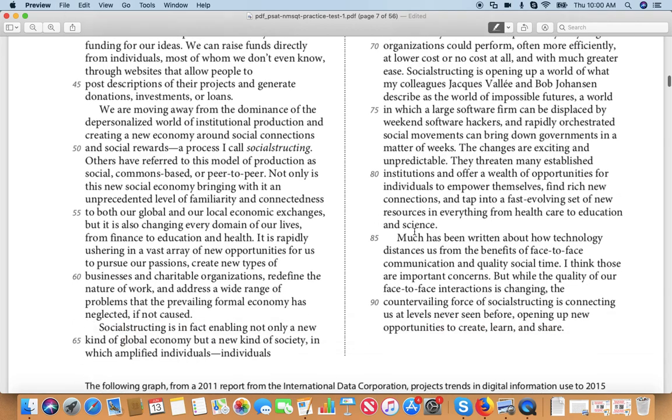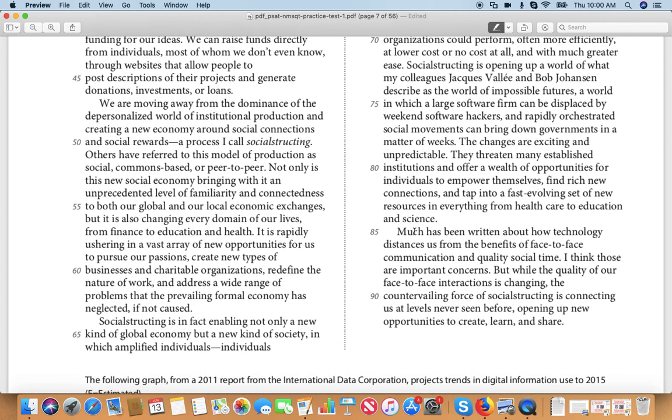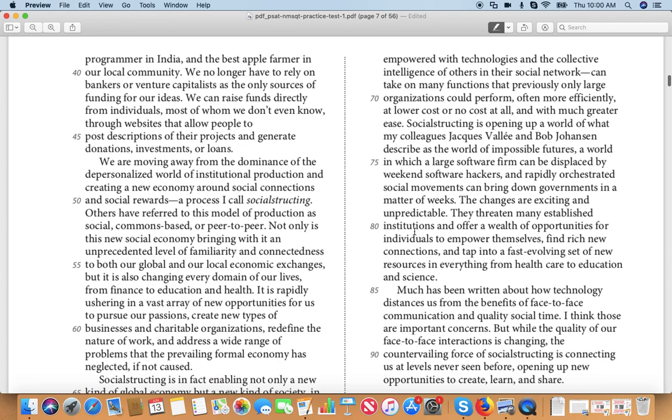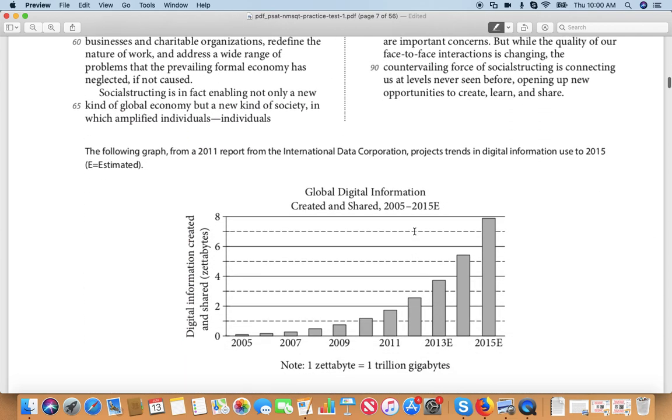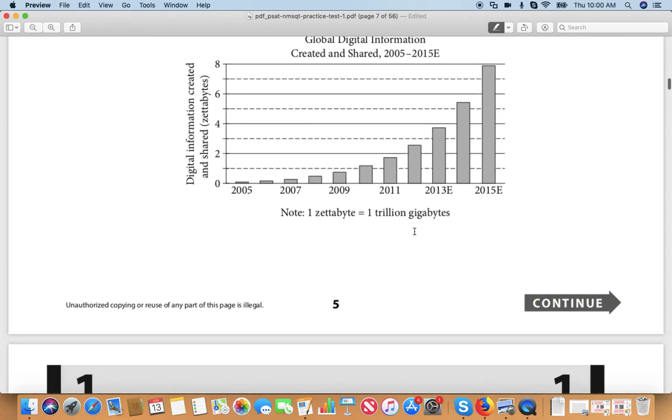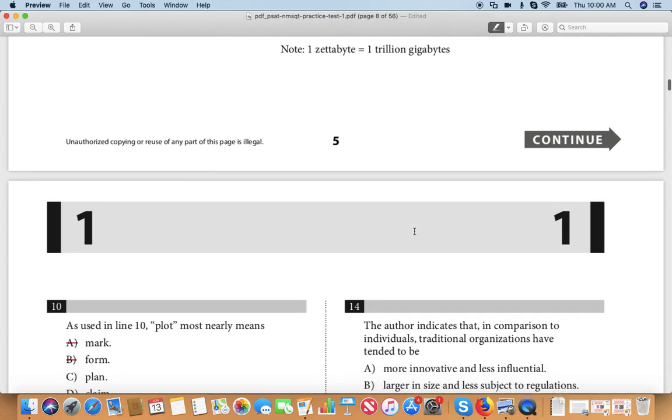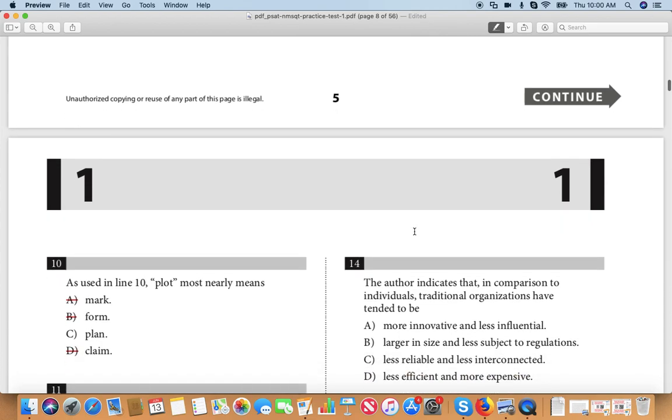Yes. That's the best one so far. Right off the bat, the first word is individuals. Individuals empowered with technologies and the collective intelligence of others in their social network can take on many functions that previously only large organizations, that's a reference to traditional organizations, could perform, often more efficiently at lower cost or no cost at all and with much greater ease. Absolutely, there's a comparison there. Do you see the comparison now? They can do this better than the traditional organizations can.